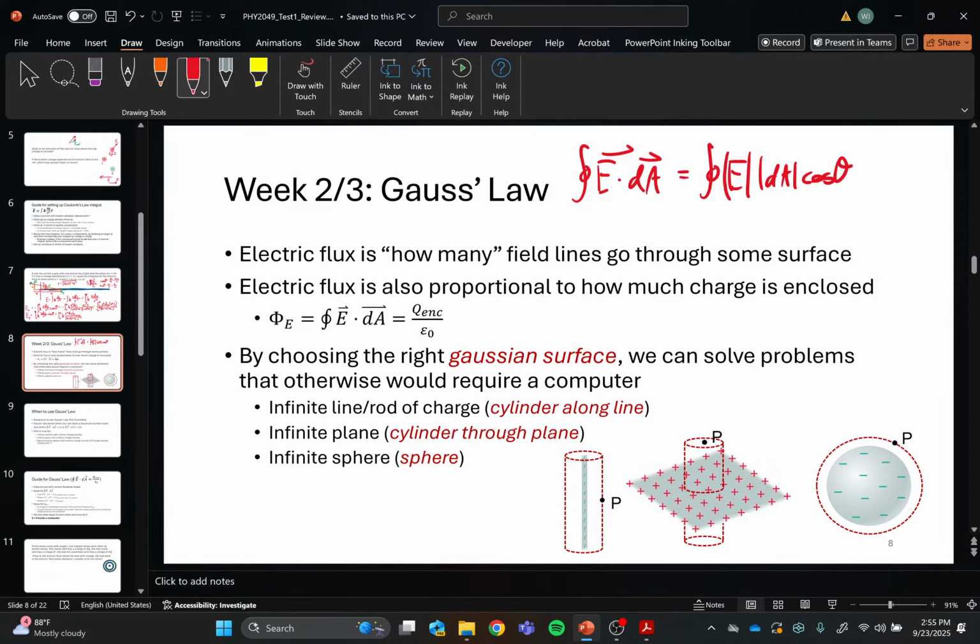I gave you all some problems where I had a plane and I said find the flux through it. Make sure you can do those kinds of things. I gave you problems where I said, here's some charge, here's some Gaussian surfaces, what's the flux through it? Make sure you can do both sides of this. And then Gauss's law is all about choosing the right Gaussian surface, drawing a good picture, solving E dot dA, and solving Q enclosed over epsilon naught.